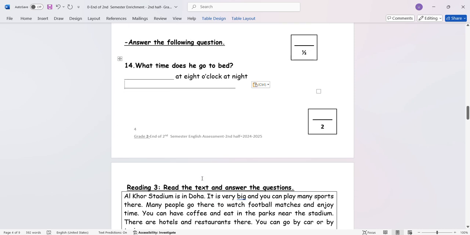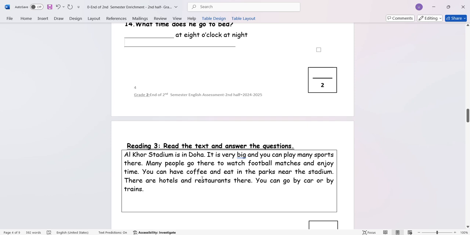Okay, now we move to reading 3. Read the text and answer the question. Al Khor Stadium is in Doha. It's very big and you can play many sports there. Many people go there to watch football matches and enjoy time. You can have coffee and eat in the parks near the stadium. There are hotels and restaurants there. You can go by car or by train.